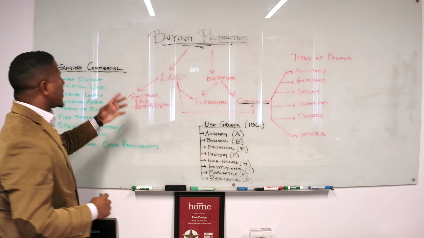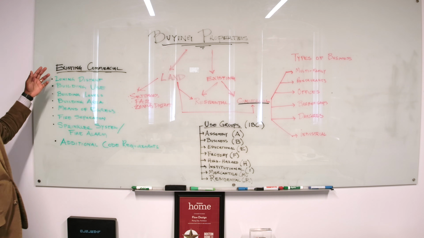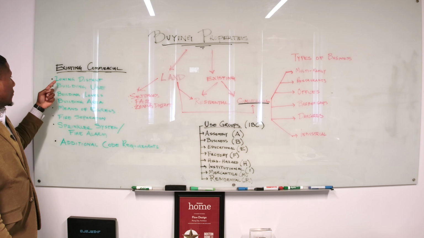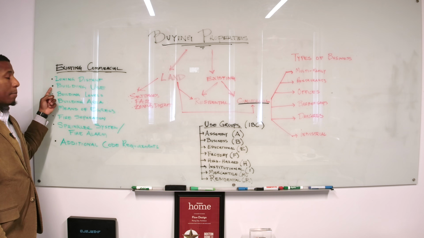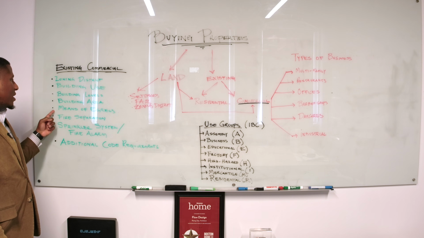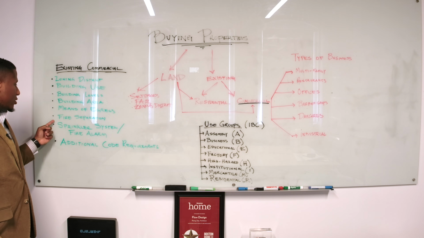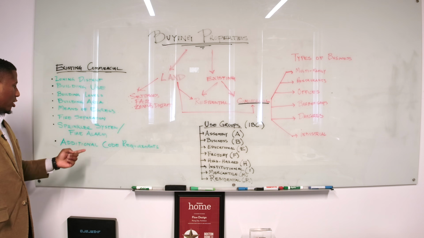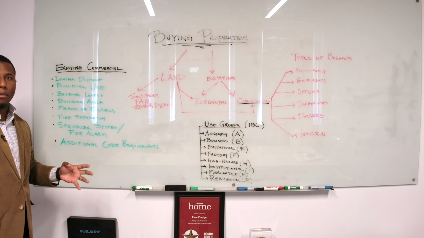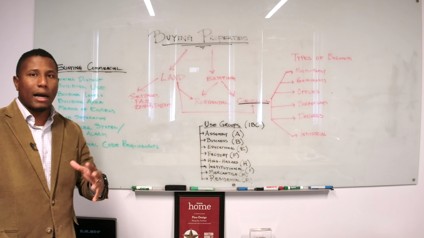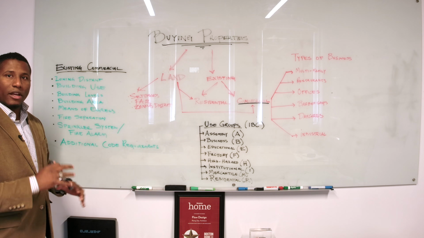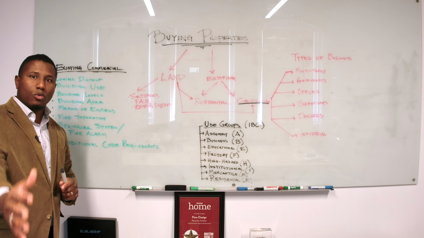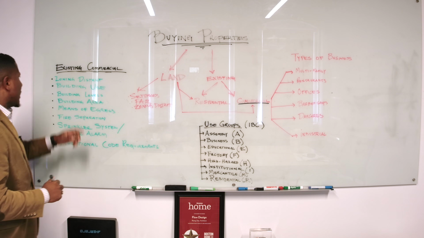So when you buy an existing commercial property, you need to be aware of which zoning district you are located in, the building use, building levels, building area, means of egress, fire separation, sprinkler systems, fire alarms, and additional code requirements that we're going to talk about in a couple minutes. We're going to dip into each of these categories so you get familiar with how that affects you trying to develop this property. So let's get into it.